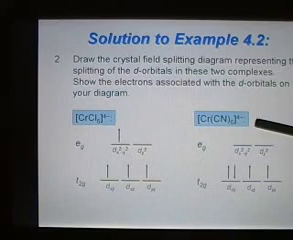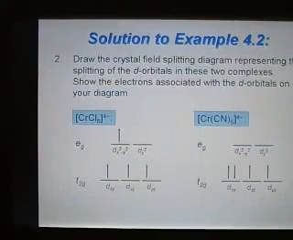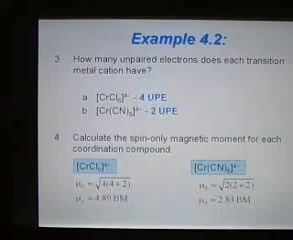In CrCN6 4-, you have a strong field ligand, so this difference in energy between the t2g and eg orbitals should be much greater, giving only a low spin complex. So you should have only 2 unpaired electrons.